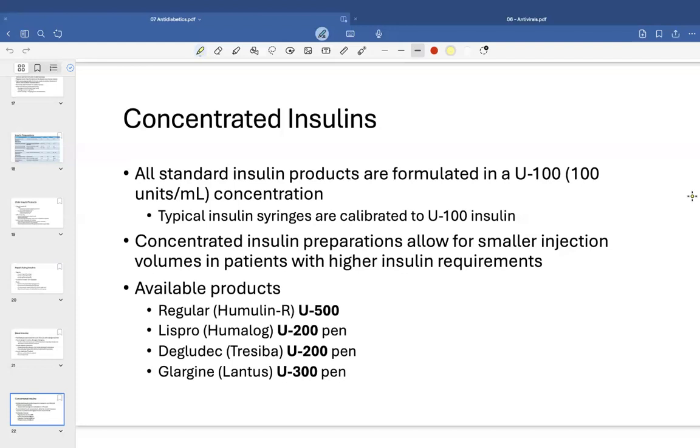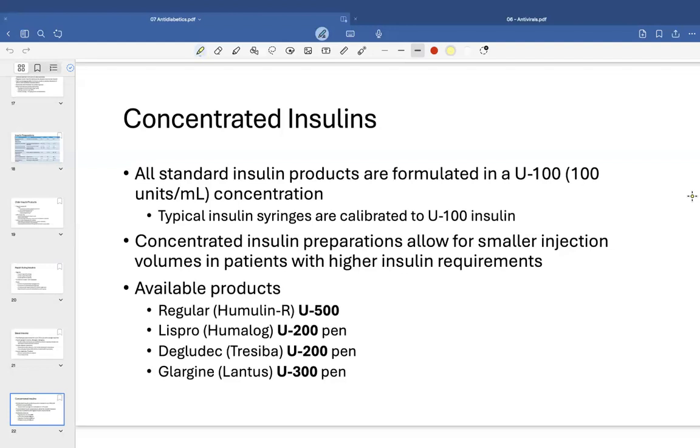And again, the products I have listed there: regular insulin does come as a concentrated product, U500. Lispro and degludec come in pre-filled pens calibrated to U200, and then there's a U300 Lantus. So with concentrated insulins, you're giving smaller volumes, particularly for those with higher insulin needs.